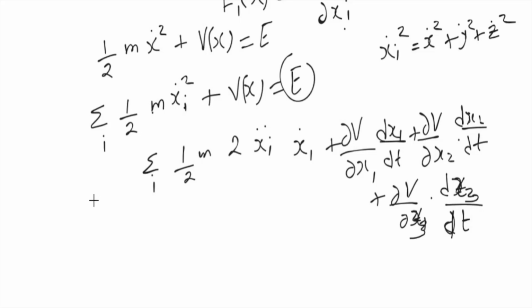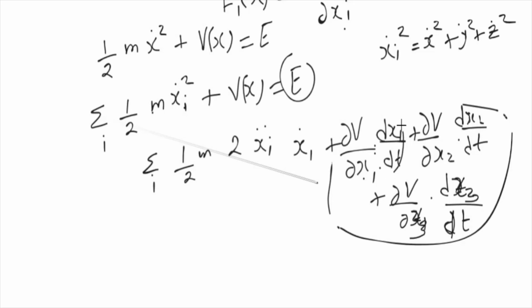What about the potential term here? The total time derivative of potential energy V: if you move along the x1 direction, it is the rate of change of V with respect to x1 times the rate at which x1 is changing. And if you move along x2, it means the rate of change of V with respect to x2 times the rate at which x2 is changing, and so forth.